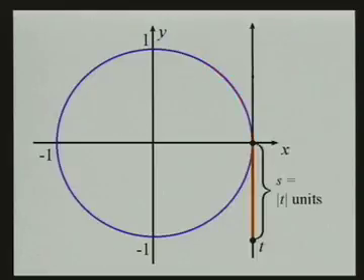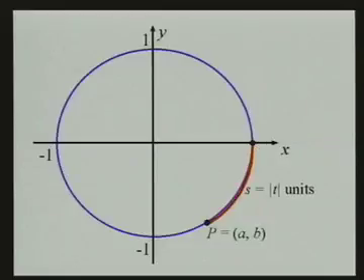We could also talk about going from the point (1, 0) in the negative direction so that T is below the x-axis, and then the distance S from the point (1, 0) to T is the absolute value of T units. We will then take that red portion and wrap it around the unit circle, and we again end up at some point P equals (A, B). The length of the arc from the point (1, 0) to the point P is S equals the absolute value of T units. What we're going to do is define the 6 trigonometric functions in terms of the point P equals (A, B) as a function of the length of the arc on the unit circle.